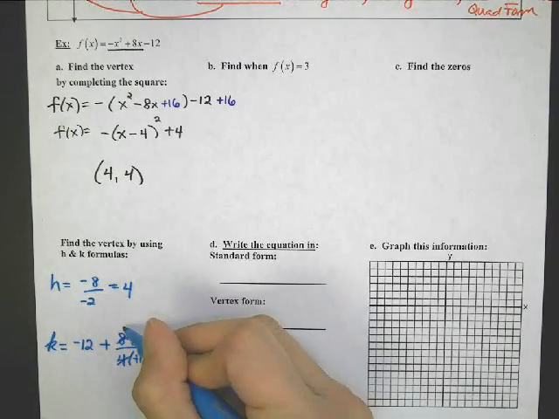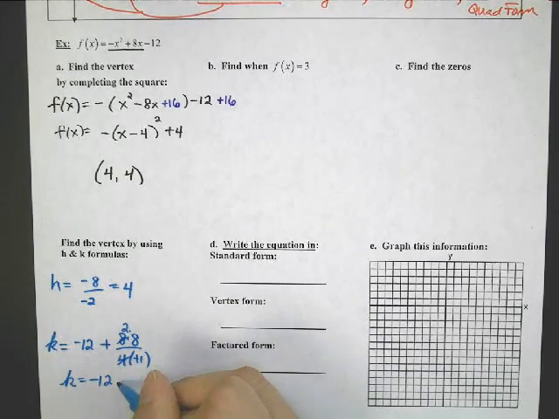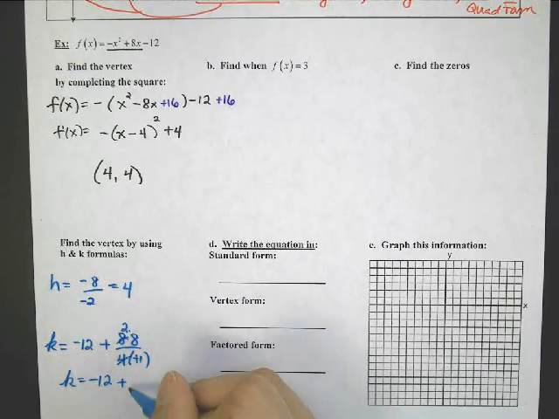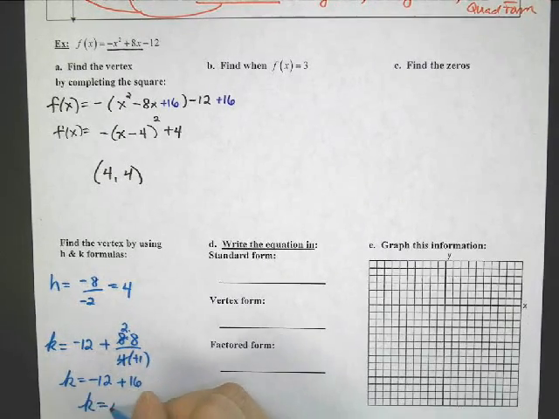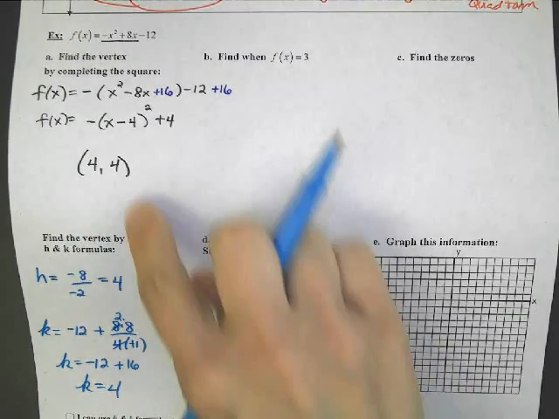8 divided by 4 is 2. So now we have negative 12 plus 8 times 2, which is 16. So k is 4. K is 4, just like we got up there.